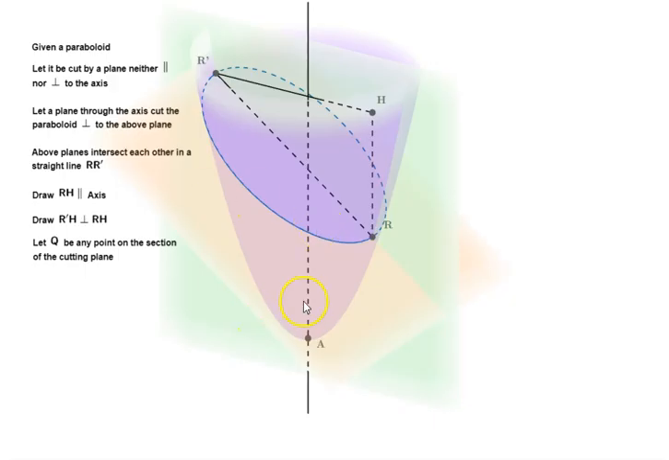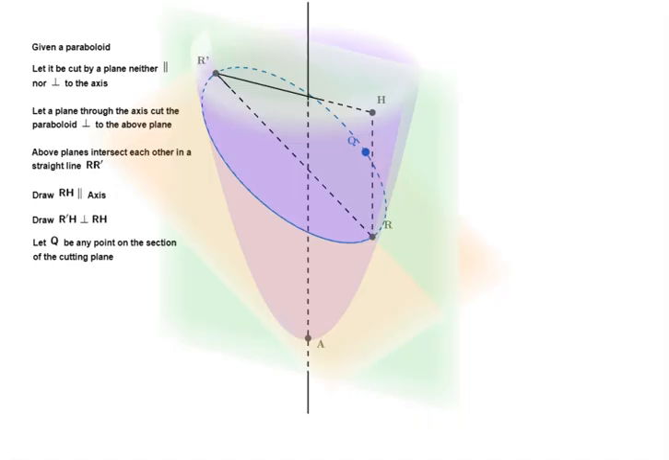And now we have to take a point Q on this section. What the proposition is saying is that this is an ellipse whose major axis is RR prime and the minor axis is equal to R prime H. So basically the construction part is done as far as arriving at the minor axis of this ellipse. But now we have to prove.